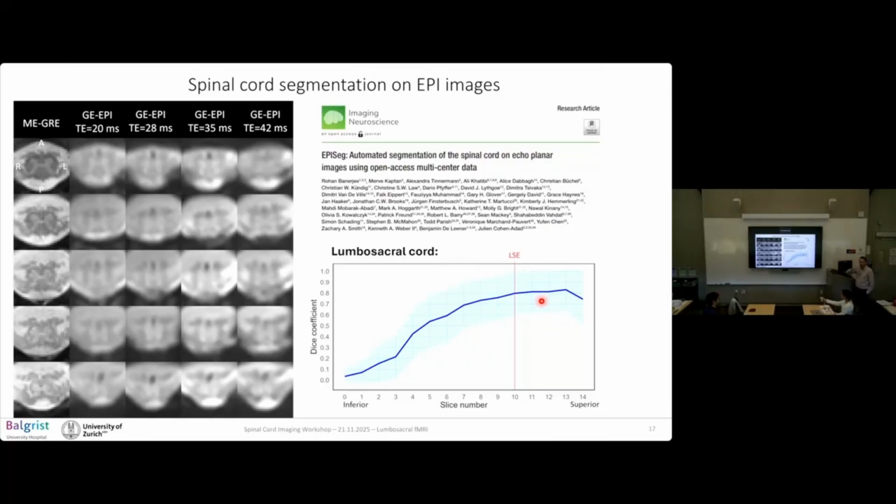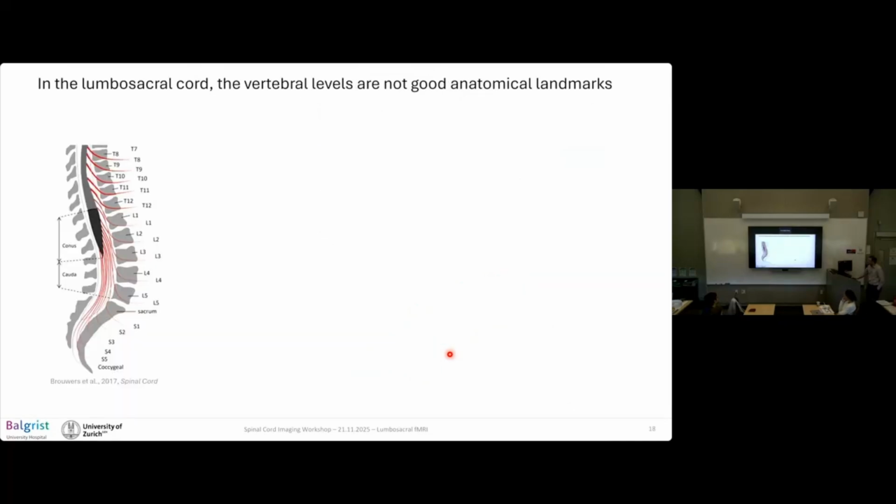But it really breaks down if you go to the lower levels, right? Because even manually it becomes really difficult to segment. So you can see that toward the inferior slices, the dice coefficient goes down.